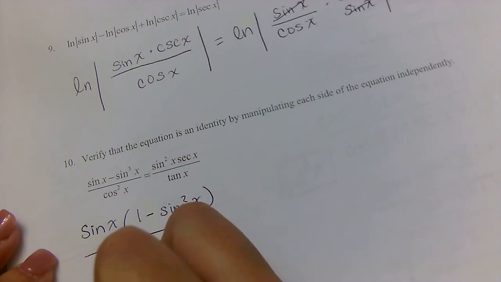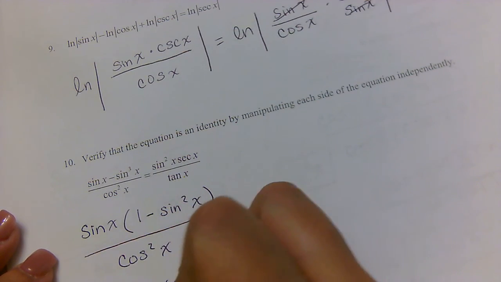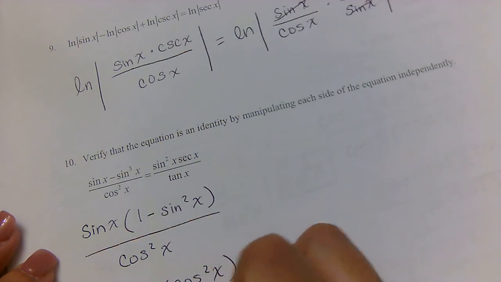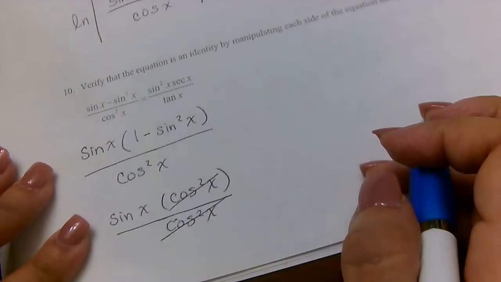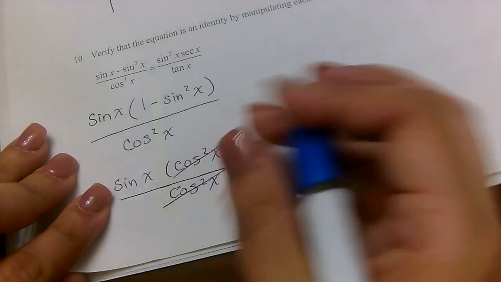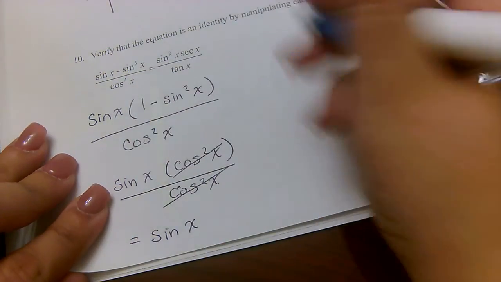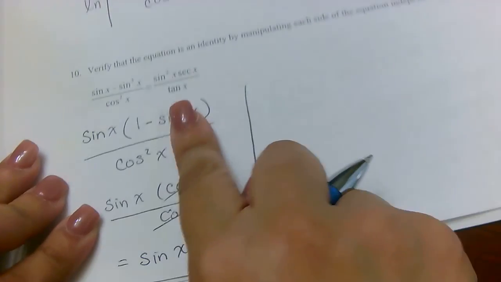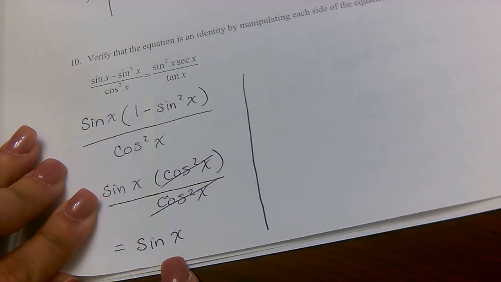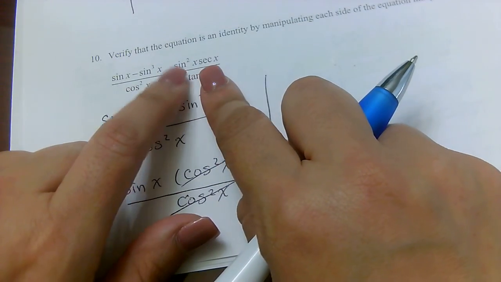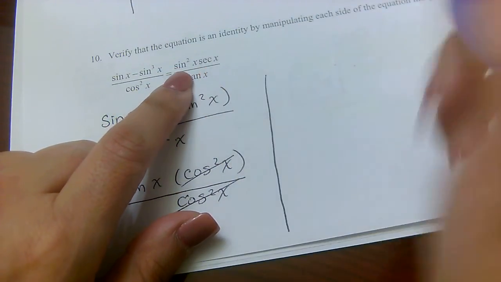Okay, so I'm going to do it like this. Sine x cosine squared x over cosine squared x. These two will cancel, which leaves me with just a sine x on this side of the equation. Okay, I'm going to go ahead and manipulate the other side of the equation and see if I can get the same trig function. Okay, so let's go ahead and work on this side over here. All I'm going to do is go ahead and break it down.